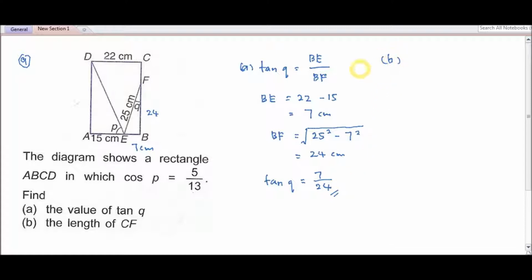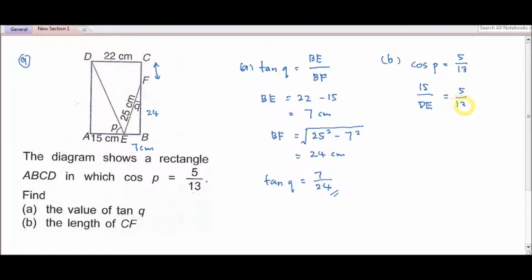How about the length of CF? Where is CF? Okay, CF is over here. How to find the length here? Okay, we need to use this given information. Cosine P is equal to 5 over 13. Cosine P, CAH, 15 over hypotenuse, which is DE.